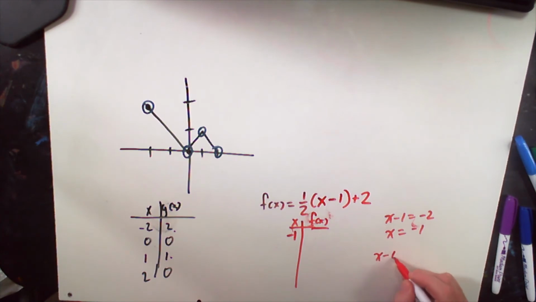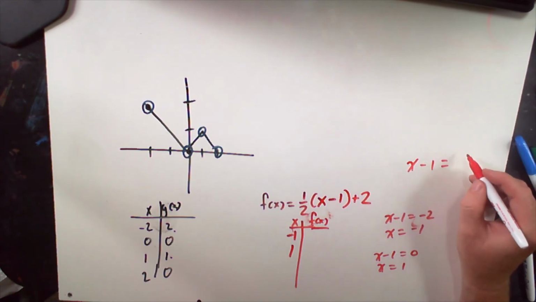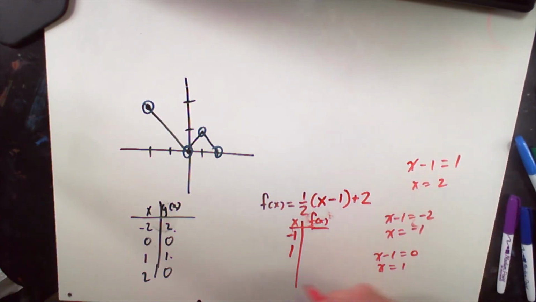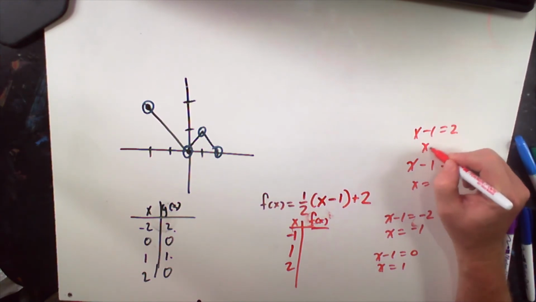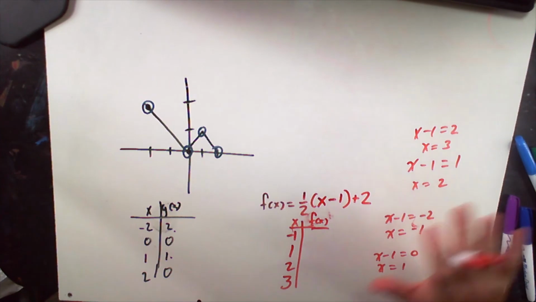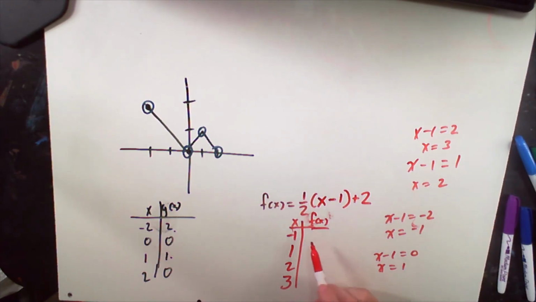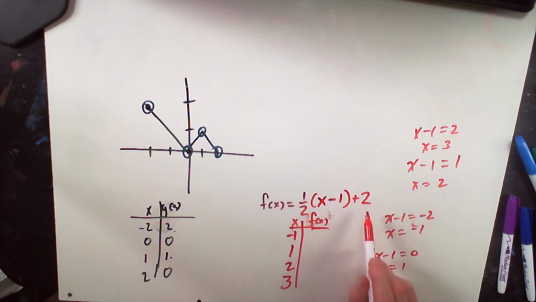X minus 1 is 0. X equals 1. X minus 1 equals 1. X is 2. X minus 1 is 2. X is 3. Now we move on and we look at what numbers go along with those. We're done working with x. Now we look at our g's. So we take our g of x, multiply it by a half, add 2.